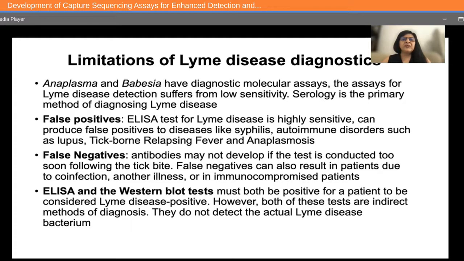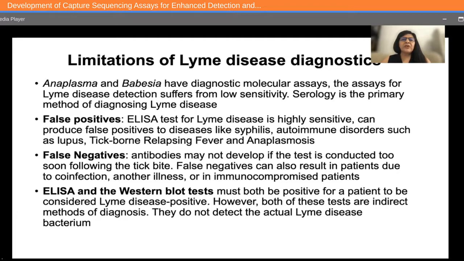The issue with serology-based assays is that they can lead to false positives, because the ELISA test for Lyme disease is highly sensitive, and it can lead to false positives from diseases like syphilis, autoimmune disorders such as lupus, tick-borne relapsing fever, and anaplasmosis. It can also lead to false negatives because an individual may not have developed antibodies at the time of testing. And also, if an individual is immunocompromised, has a co-infection or another illness, false negatives are likely.